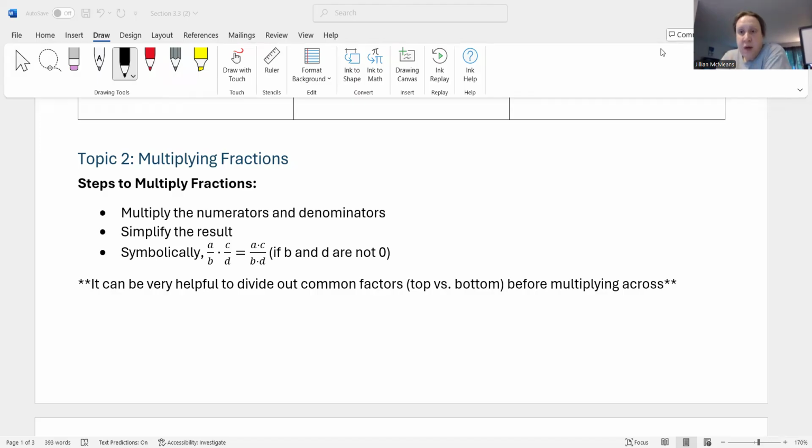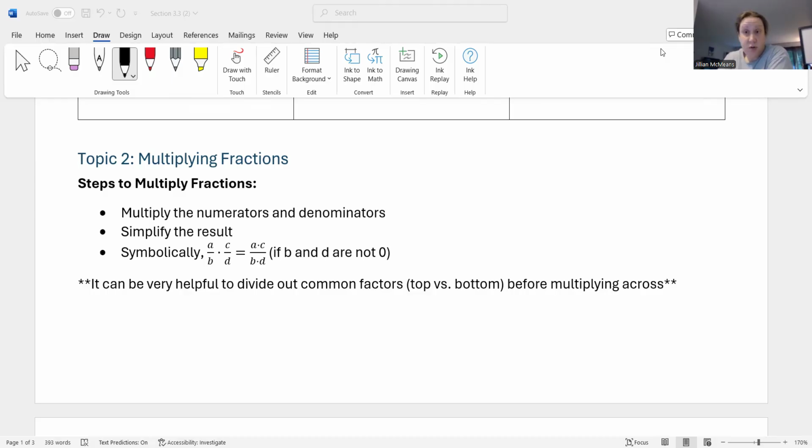So step one, you multiply the numerators and you multiply the denominators separately, and then you simplify the result. Symbolically, that tells us if we have a over b as our first fraction times c over d as our second fraction, we would multiply a and c and put that over b times d, as long as b and d aren't zero. Because remember, if b and d are zero, you have division by zero, which is undefined. So you always have to make sure your denominators aren't zero.